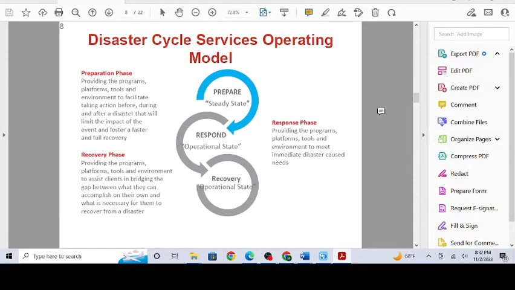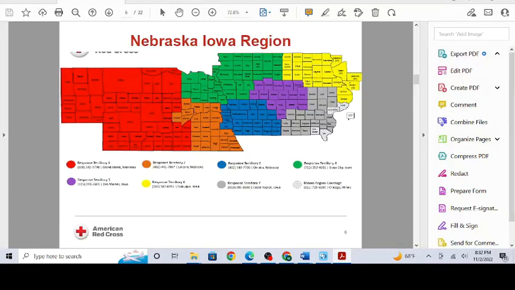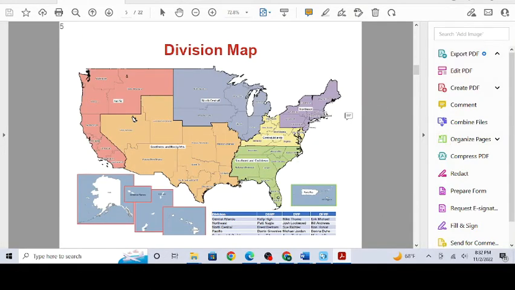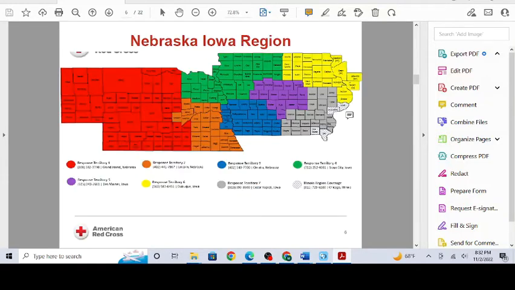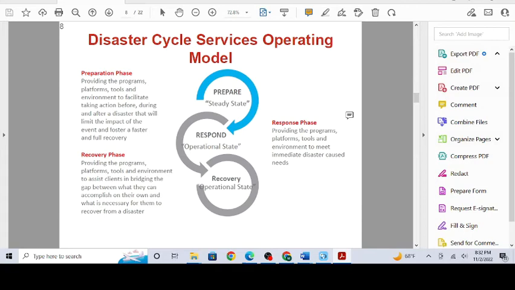Now what I'd like to do is change the focus. Where previously we were talking about how the American Red Cross structures itself geographically, what I would like to do is focus more on the internal organization of the American Red Cross. And there are 2 different types of internal organizational structures I'd like to talk about in the Disaster Cycle Services Operational Model.